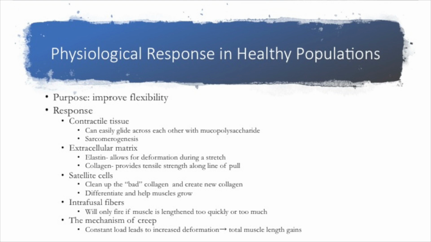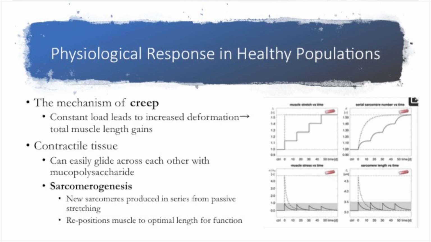A stretch should be performed slowly to prevent intrafusal fibers from limiting the range of motion by signaling muscle contraction. Repetitive stretching can increase the firing threshold for these intrafusal fibers. The primary mechanism for the overall lengthening of a muscle is creep. The constant load placed on the muscle will create deformation. This consistent deformation allows for total muscle length gains through the previously mentioned muscle components.